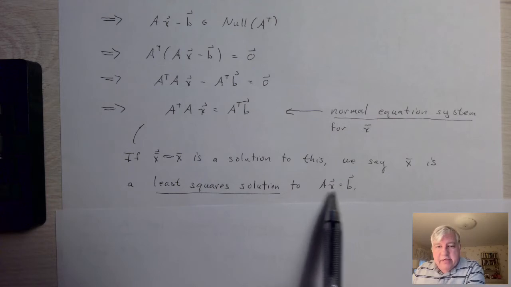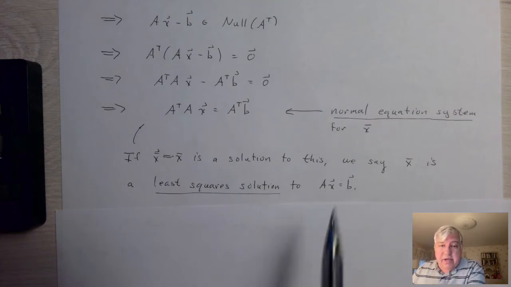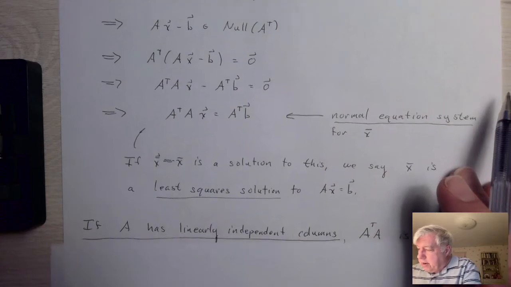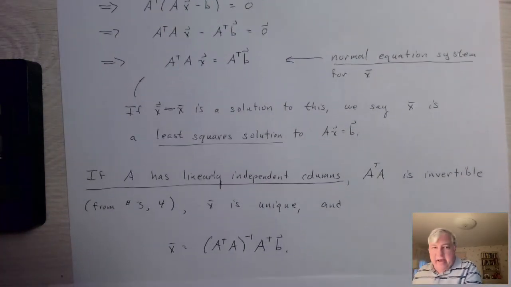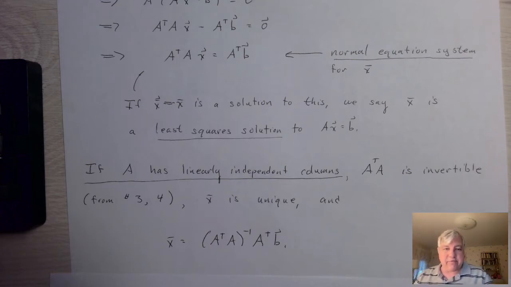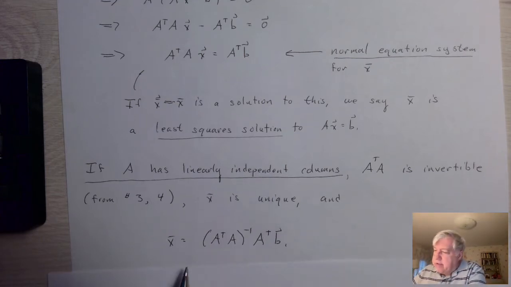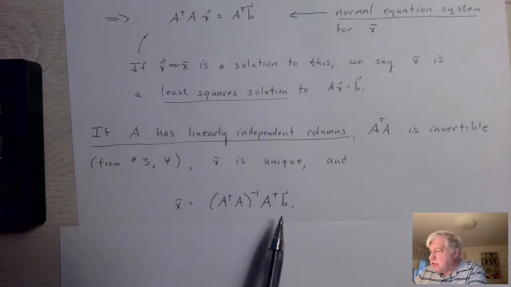So we're not saying that AX equals B, but that the least squares solution means the distance between AX and B is as small as possible. We get a very nice result: if A has independent columns, then A transpose A is invertible, from number 3 and number 4, which we're about to prove, and X is unique. X is then just the inverse of A transpose A times A transpose times B. And trust me, all the dimensions here work out.